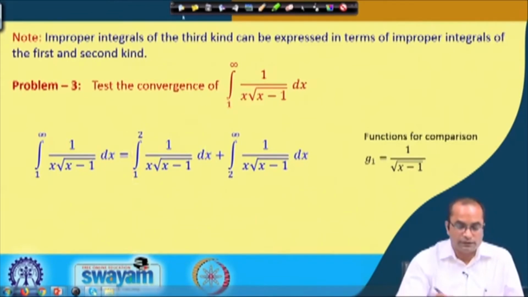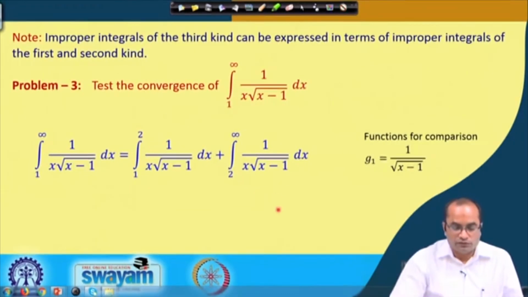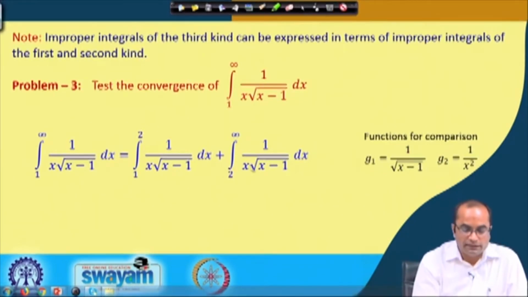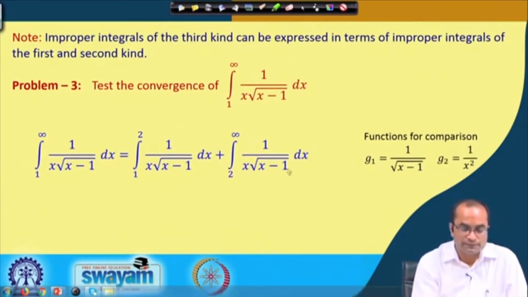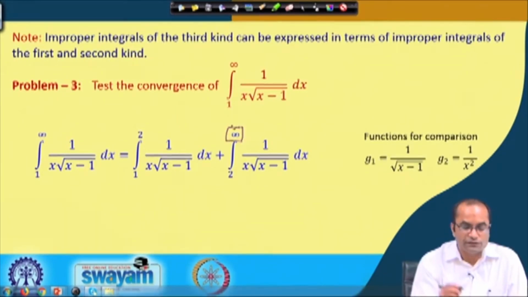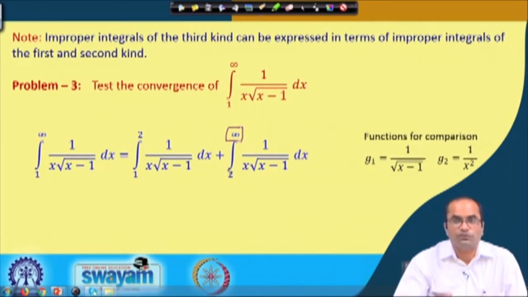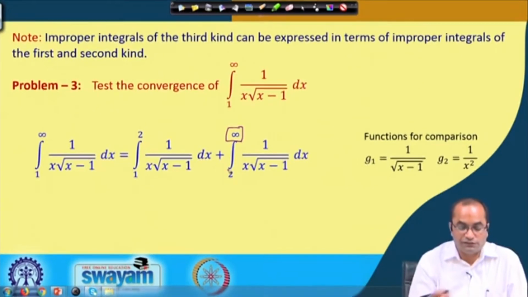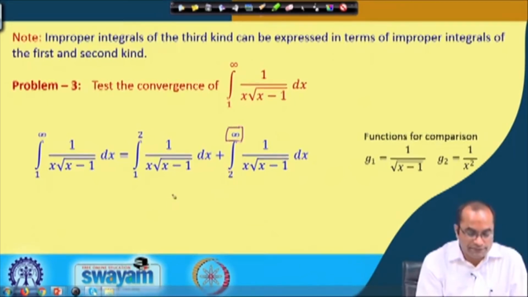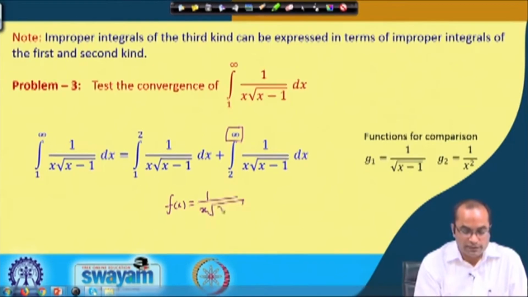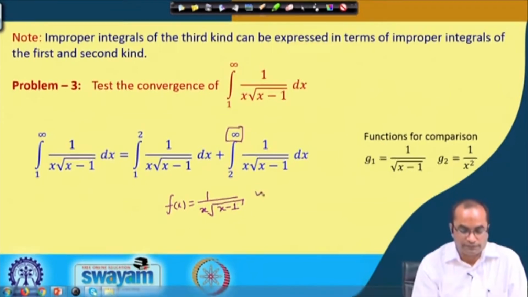Now, we will look at the second integral. For the second integral we will choose the function 1 over x square. The reason is again clear, because here the problem is because of this infinity. So, we will check the behavior of this function as x approaches infinity, and from there we will take the function g for the comparison. If we take this f x, which was the integrand, 1 over x square root x minus 1, let us see how it behaves when x approaches infinity.